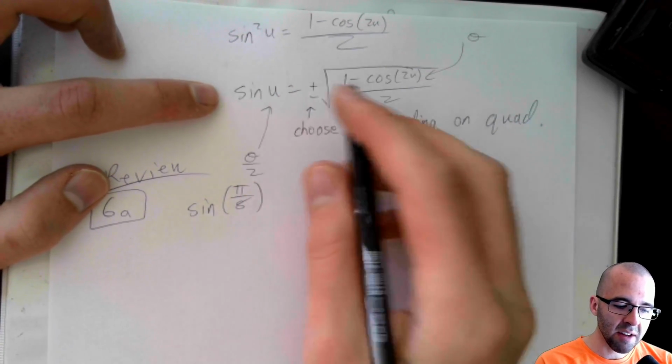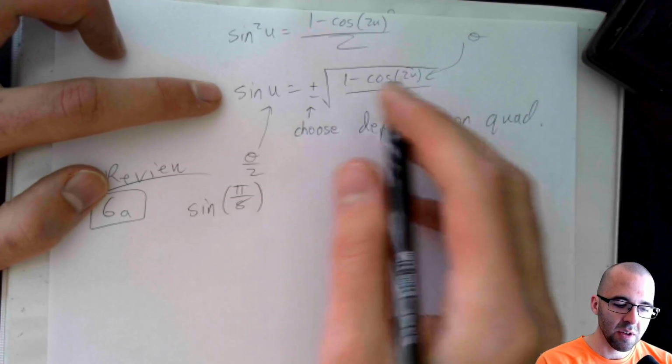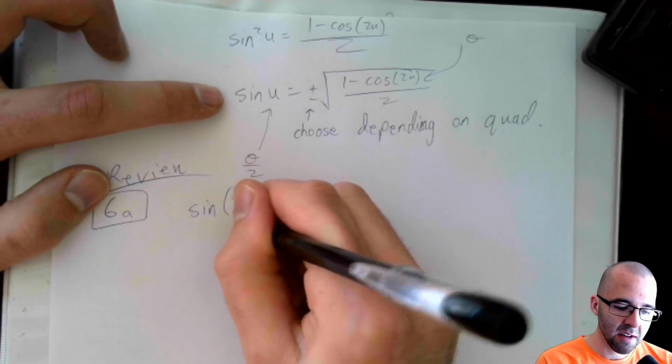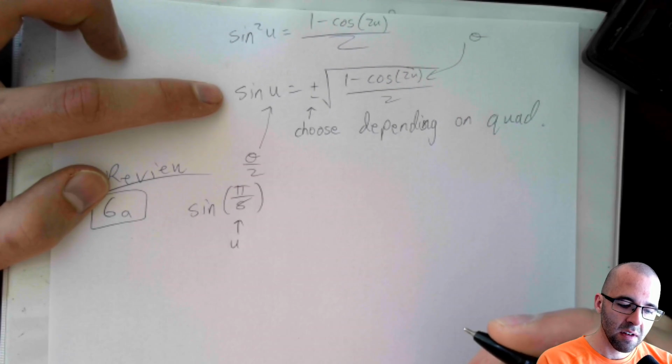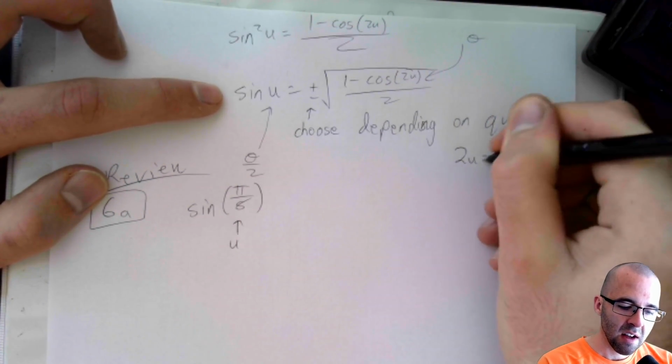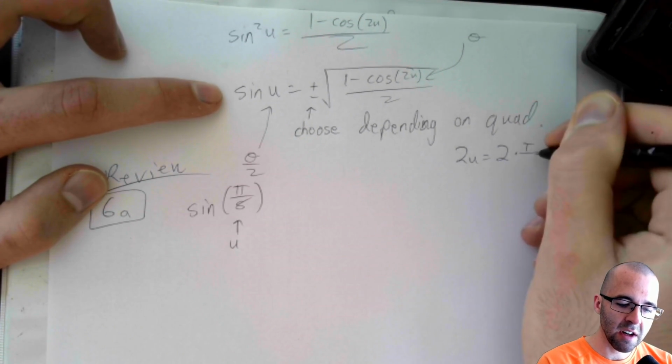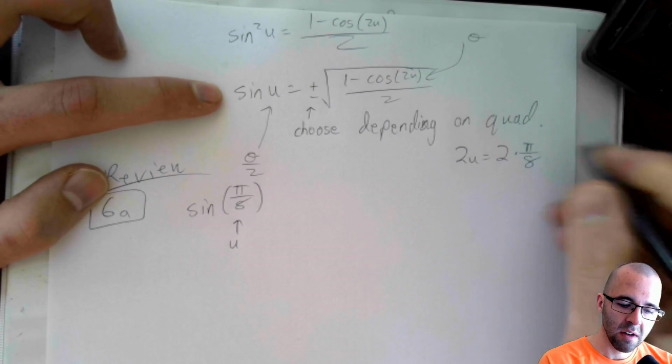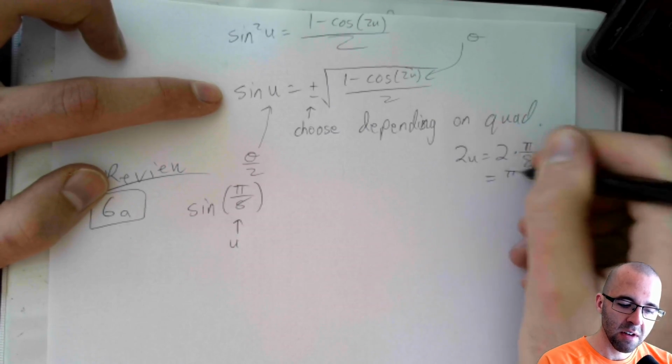So again, we have to identify what is our u and what is our 2u. So u is going to be our angle right here. And then 2u, right? If u is pi over 8, then 2u is 2 times pi over 8, which is just pi over 4.